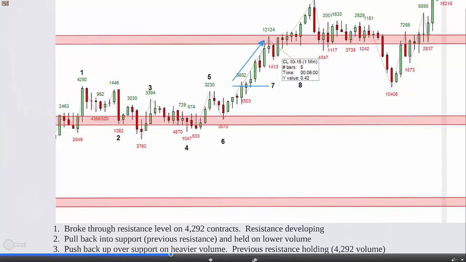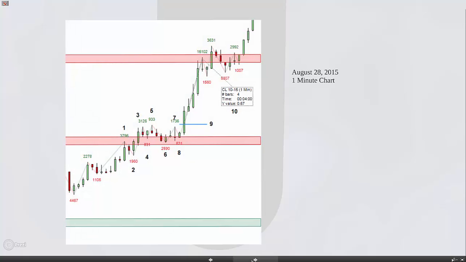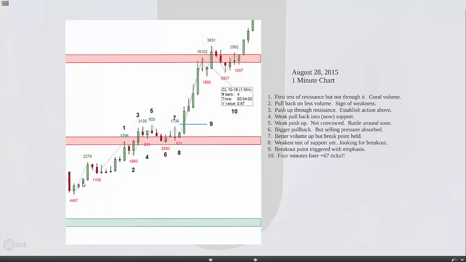All right, let's take a look at one more example here. This example is going to be from August 28th. And it's the same type of idea. Market comes up into one of our resistance zones.